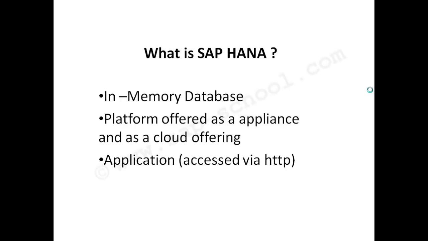It's also a platform and it can be offered as an appliance or a cloud offering because it has an embedded application server in it, which is used for control flow logic. Because of that it's not just a database, it can also be called a platform. And then it also has a web server attached to it, which can be accessed via HTTP. So you can use HANA as an application in and by itself. So let's move forward and look at some of the features of SAP HANA.